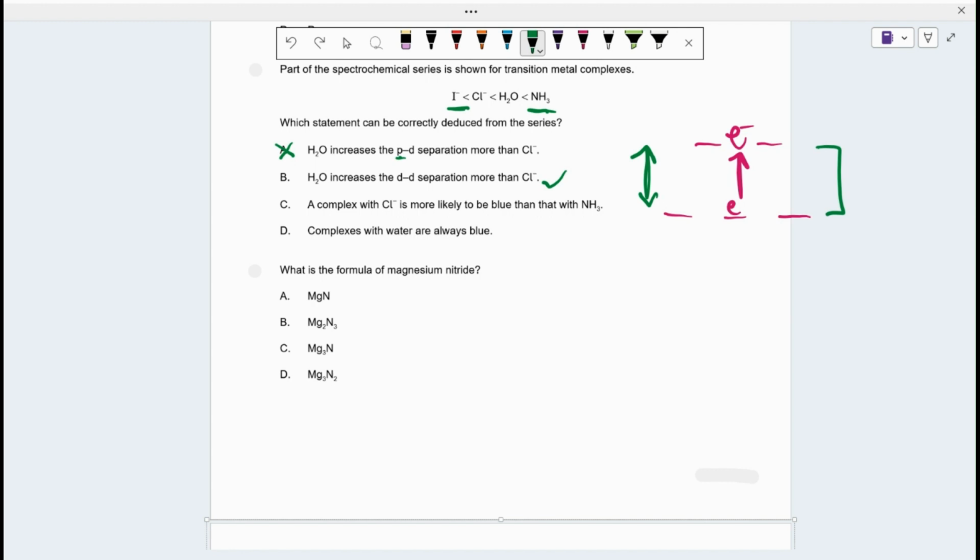As for D, complexes with water are always blue. Well, there are 3 factors that I mentioned that affect the color of a complex ion. Do you remember them? There's the metal, there is the oxidation number of that metal, and then there's the ligand. So, okay, water is the ligand that will affect the color, but there are also those 2 additional factors that could influence whether it's blue or a different color. Okay, so that's why it's not D.